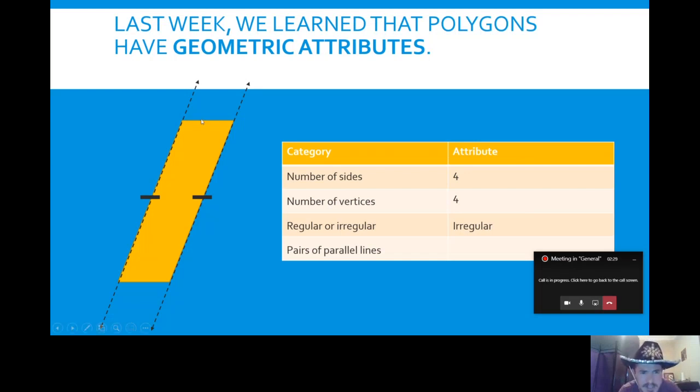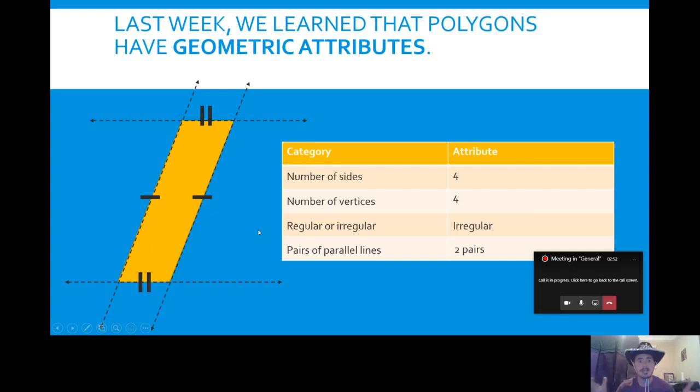Let's look at the other lines in this shape. I see this line and this line. Are these parallel? Yes, they are, because they're always going to stay the same distance apart. They're never going to cross. So how many pairs of parallel lines does this shape have? 1 pair, 2 pairs. 2 pairs of parallel lines.